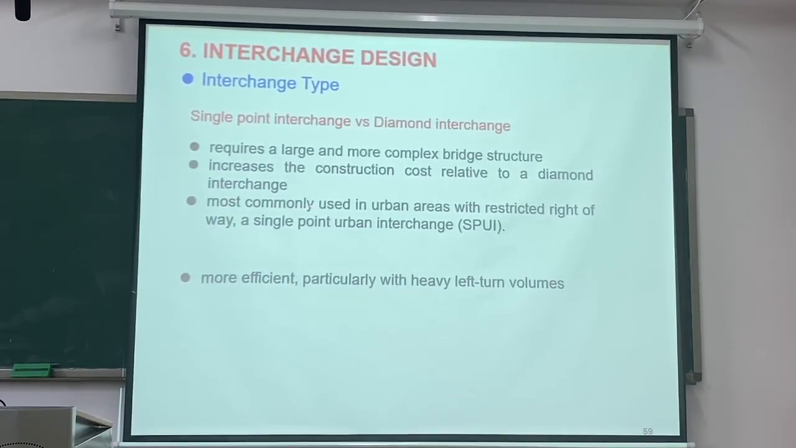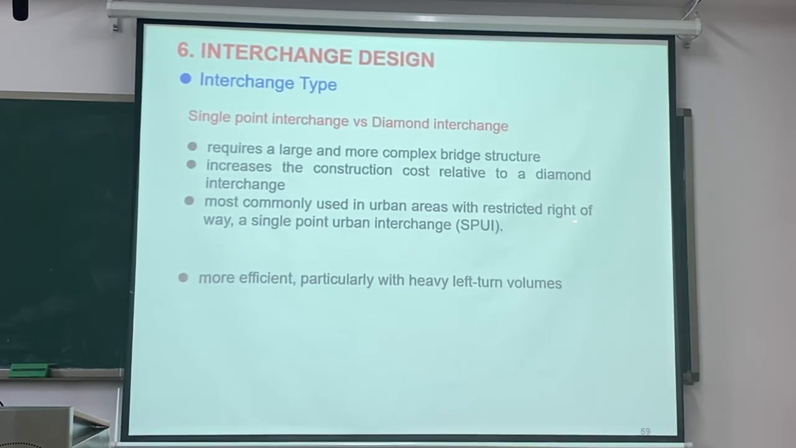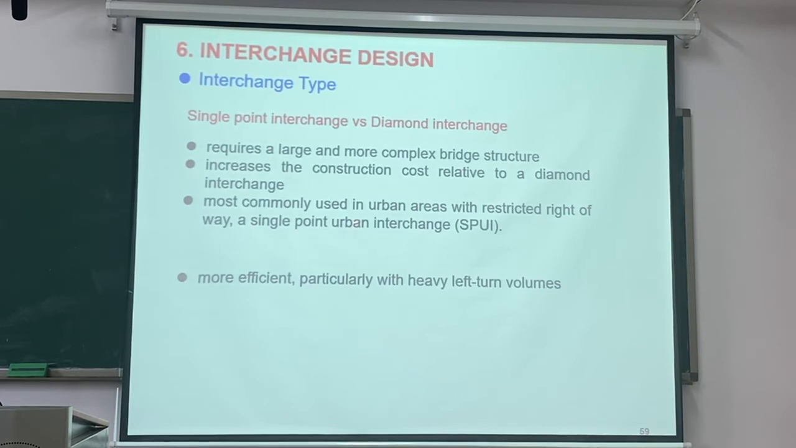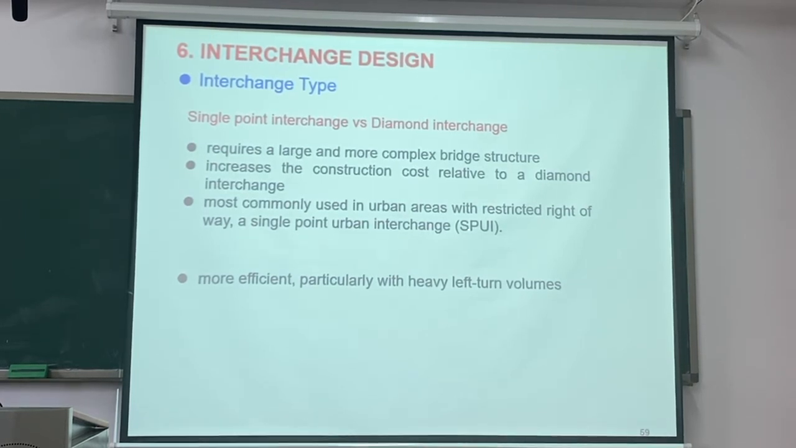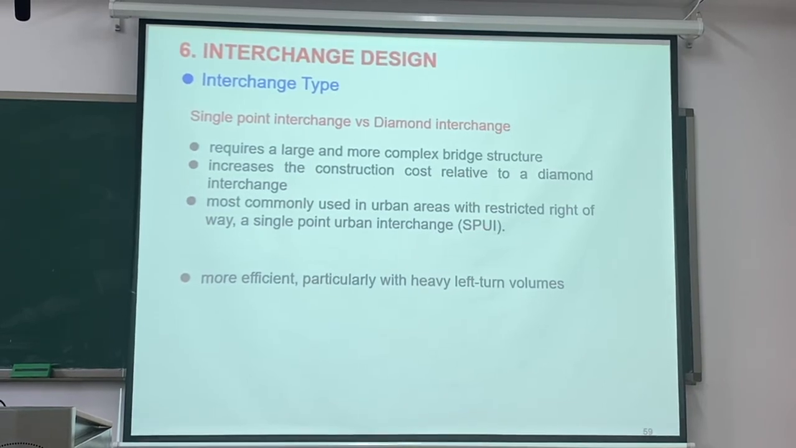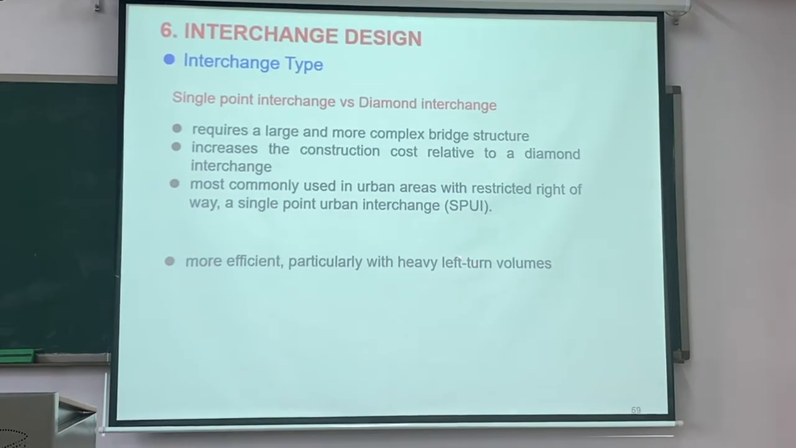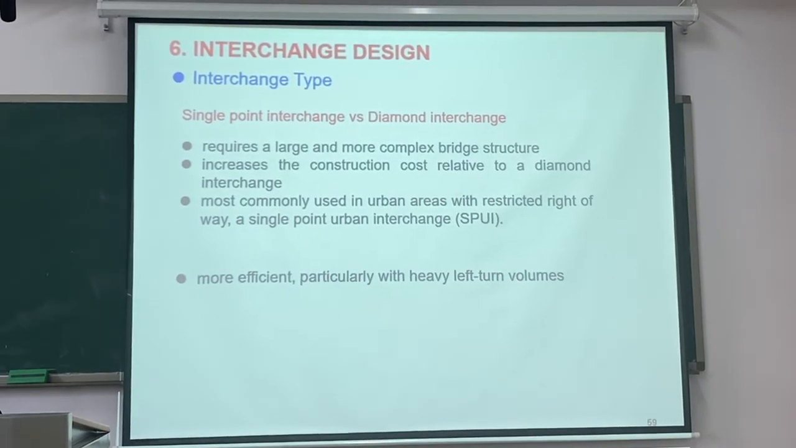Most commonly used in urban areas with restricted right of way, a single point urban interchange is known as SPUI. It is more efficient, particularly with heavy left-turn volumes.